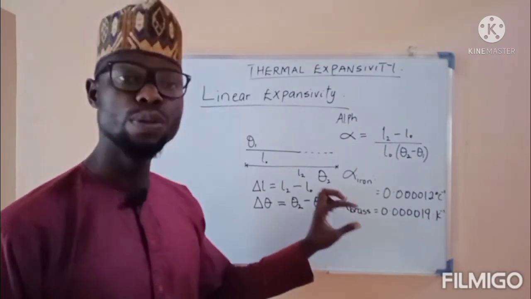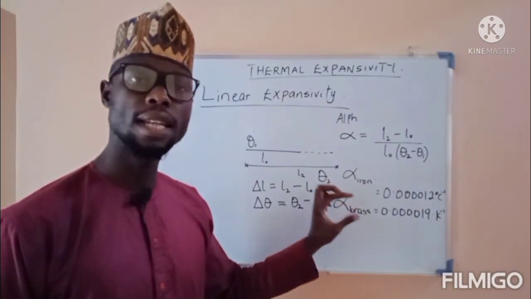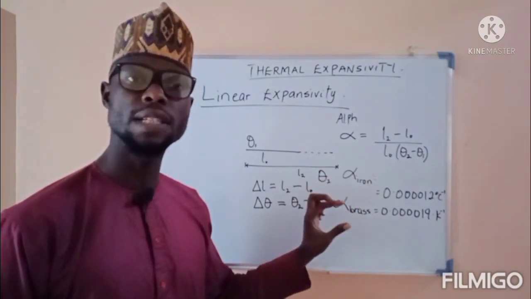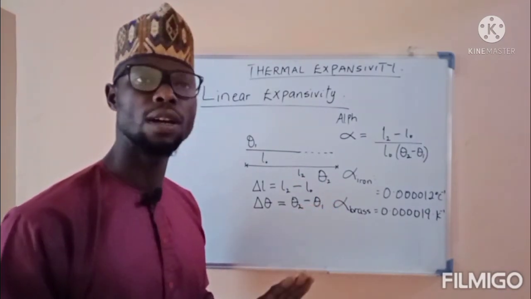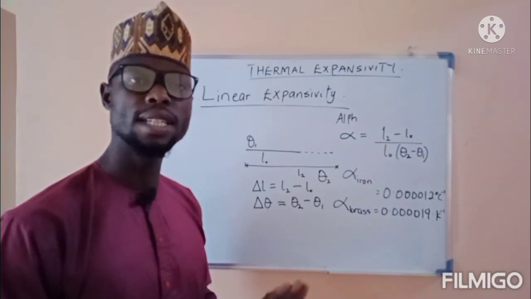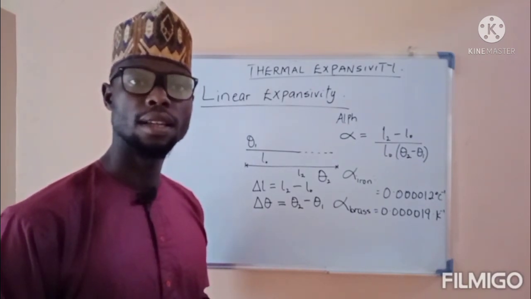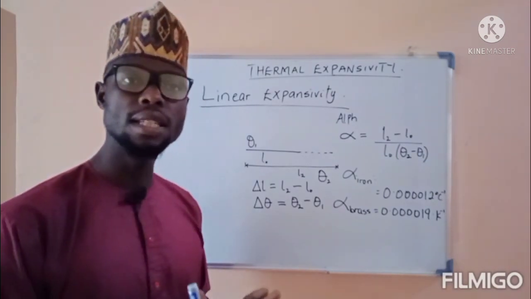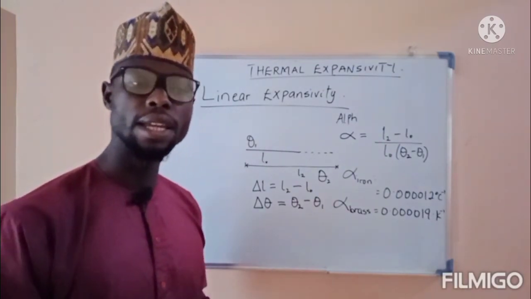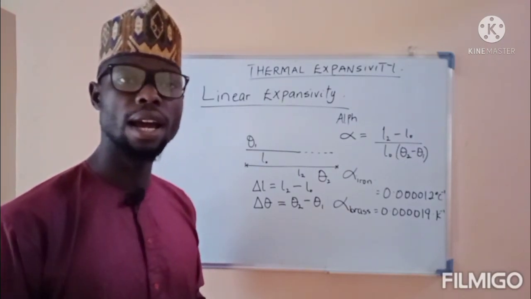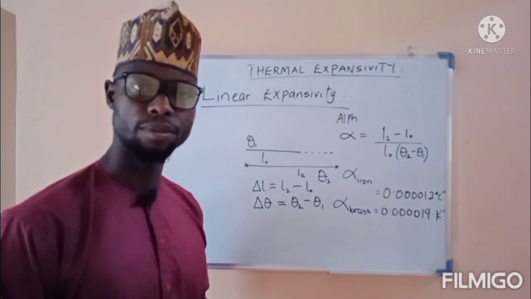This idea is used in our thermostat. Thermostat is just a device for temperature regulation. They have two dissimilar metals of different linear expansivity attached side by side that is used in temperature regulation. You find it in your oven, you find it in your electric pressing iron, fire alarm system, and the rest of that.